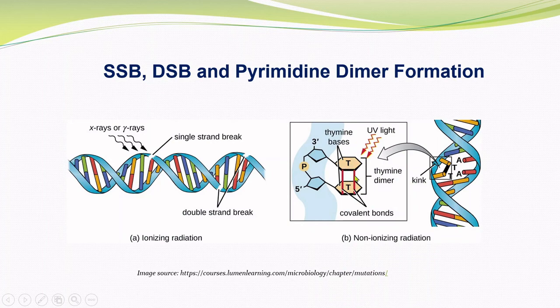Now this covalent linkage, the thymine dimer, causes structural distortion of DNA. It produces kinks in the DNA molecule, and this structural distortion disrupts the replication. Let us see how. Now, if the replication is taking place and there is a thymine dimer in the template strand.